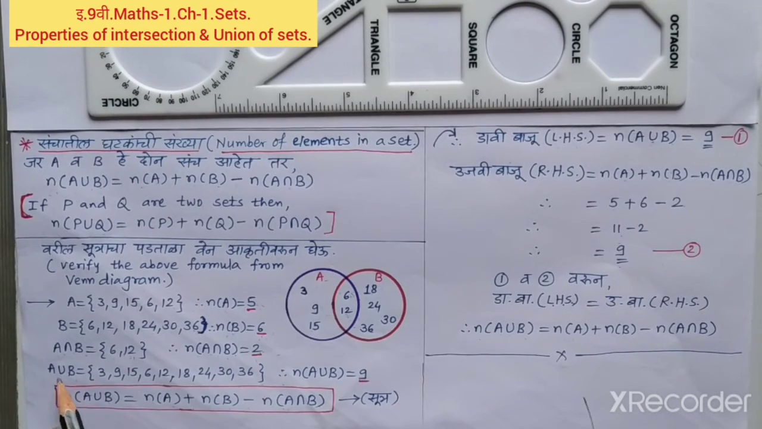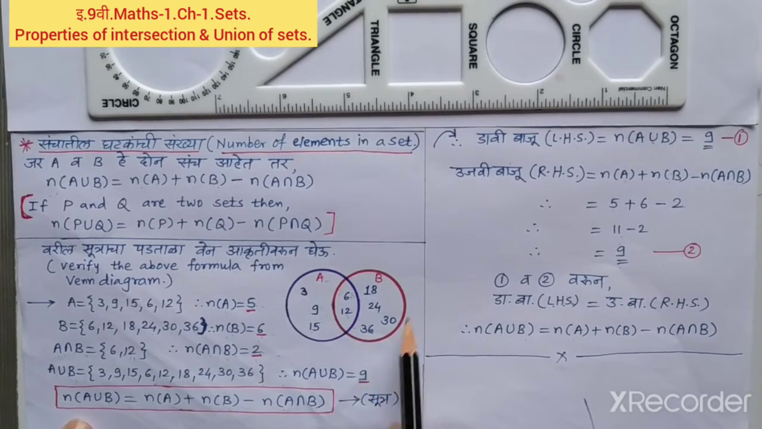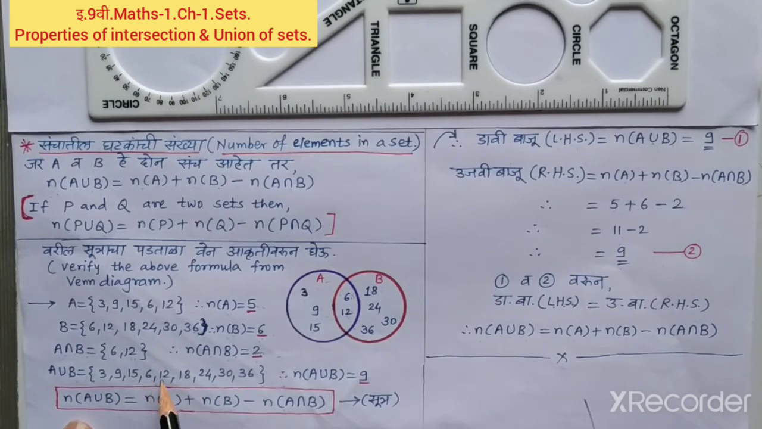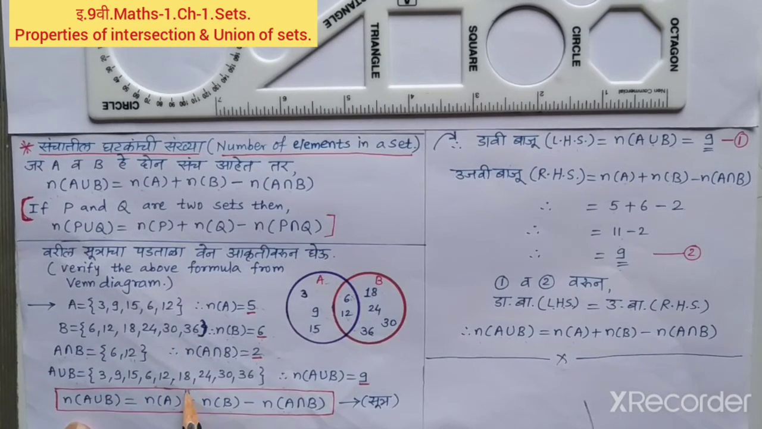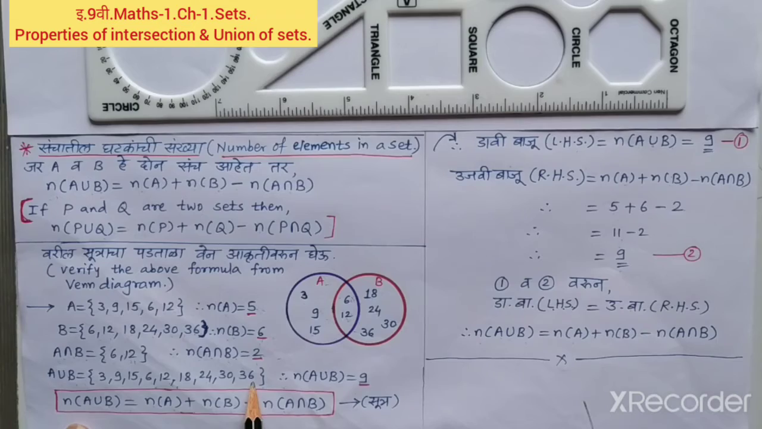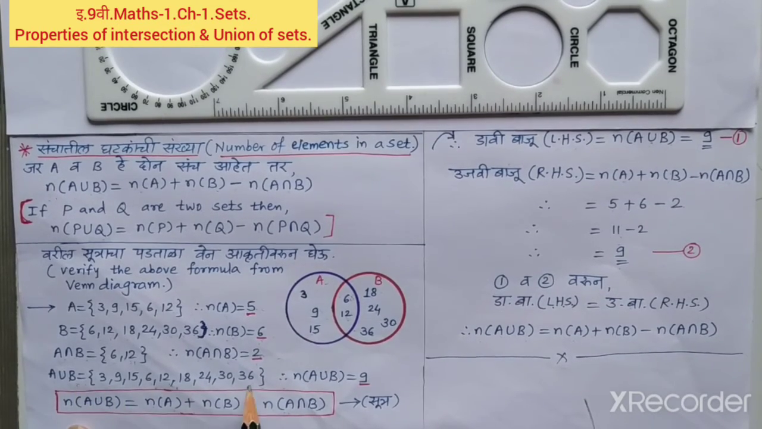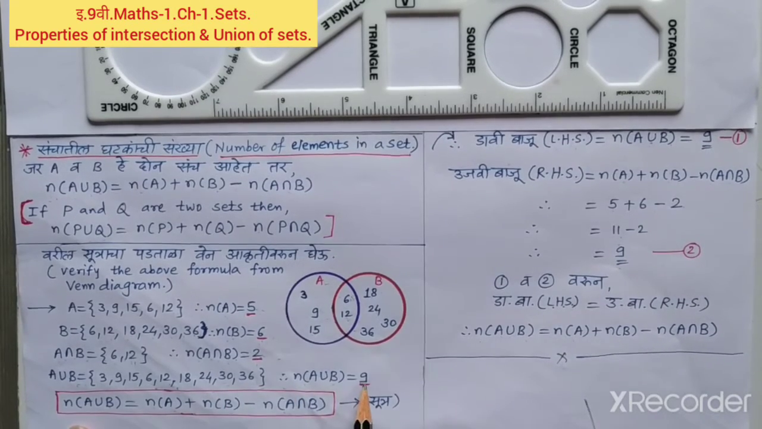Similarly, we can write A union B. A union B means we have to write all the elements of A and all the elements of B, and common elements once only. So 3, 9, 15, 6, 12. Take all the elements of set A first and then write all the elements of B, but common elements we have to write once only. So 6, 12 is already taken. So 18, 24, 30, 36, these are the remaining elements. So this is the union of set A and B. So n of A union B, the number of elements in this set, is 9.